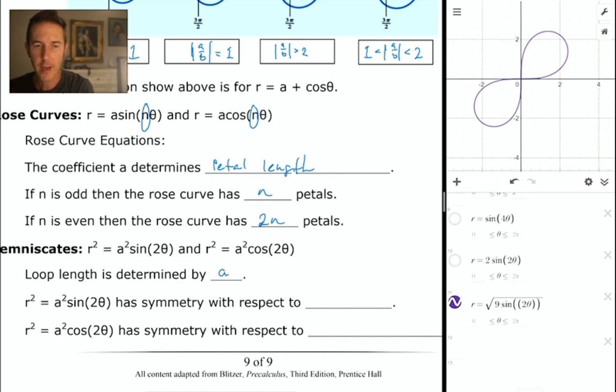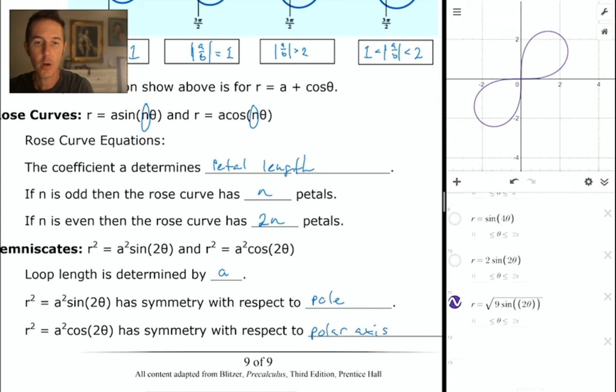However, when you're working with the sine function, you will have symmetry with respect to the pole, as we saw in the example and as still appears in the top right corner of the screen. Interesting is going to be, and I hope you'll discover this on your own, that when you're using the cosine function to graph a lemniscate, you end up having symmetry with respect to the polar axis, which is the same as the x-axis. Otherwise, other than those 2 orientations, the only thing that you can do is change the loop length by increasing that coefficient in front of sine or cosine.